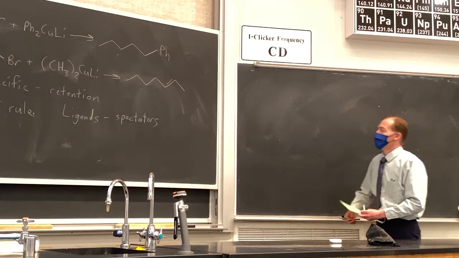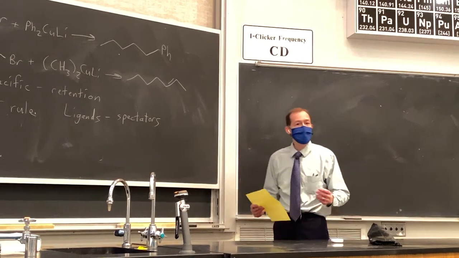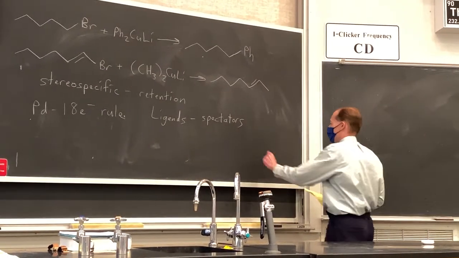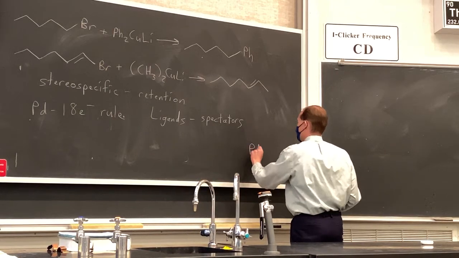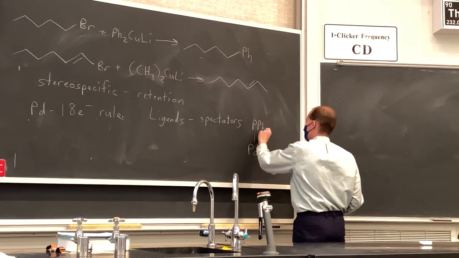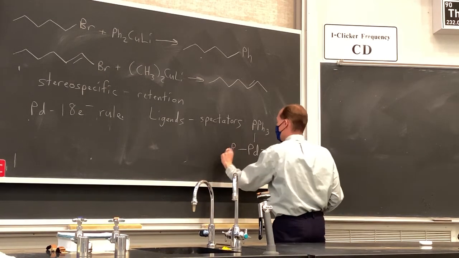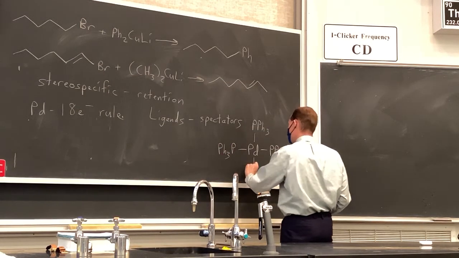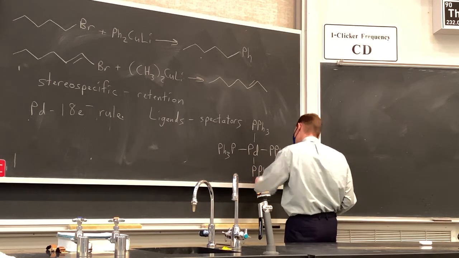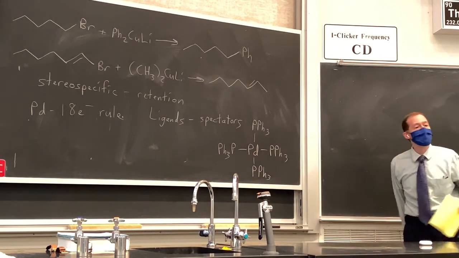So what are some common palladium catalysts? The triphenylphosphine is a very common ligand. And so if we have 4 triphenylphosphines around our palladium, how many electrons does this palladium have?